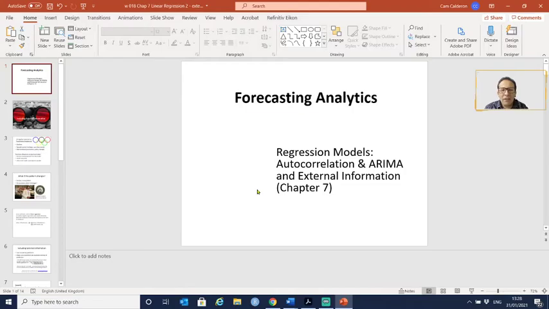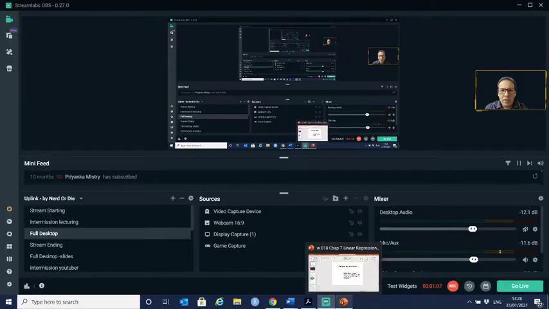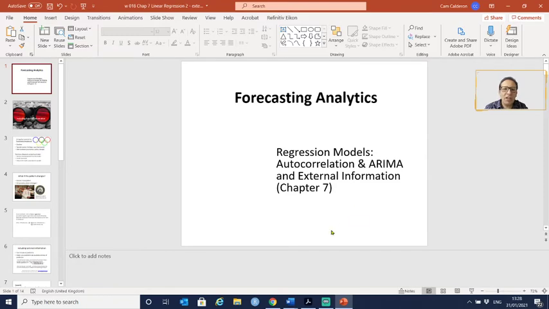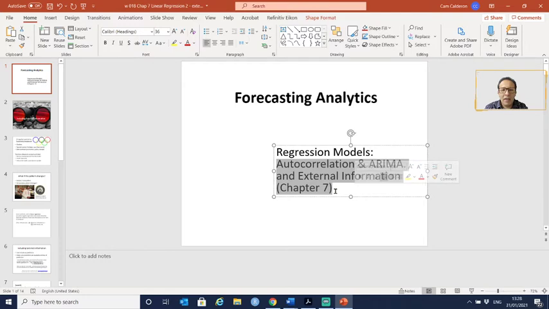Here we have chapter 7. So this is what we are covering now. Chapter 7 is about regression models with autocorrelation and ARIMA, but also we are going to cover, of course, external information. This is chapter 7.